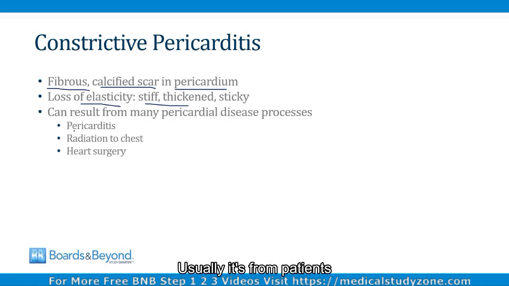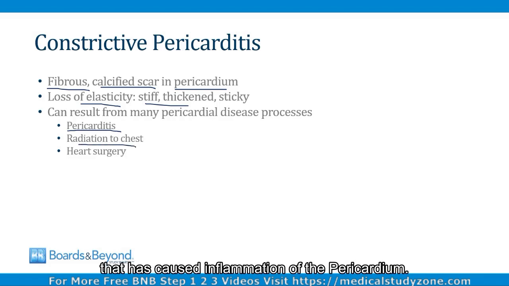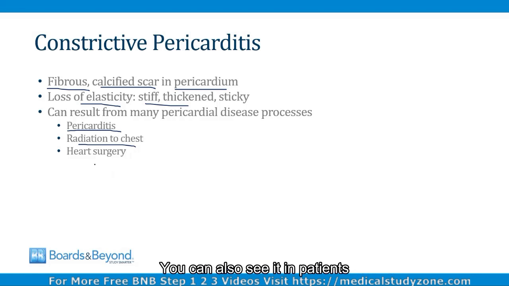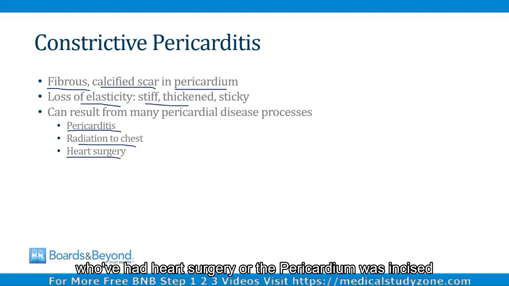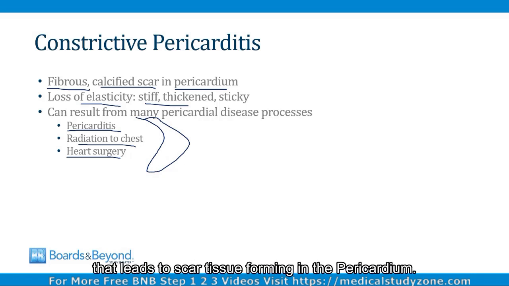Usually it's from patients who've had multiple episodes of pericarditis, but you can also see it in patients who've had radiation to the chest that has caused inflammation of the pericardium. You can also see it in patients who've had heart surgery where the pericardium was incised or damaged during the operation. But any of these processes lead to inflammation, and if the inflammation goes on long enough, that leads to scar tissue forming in the pericardium.